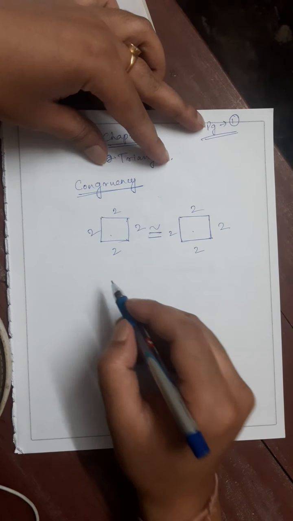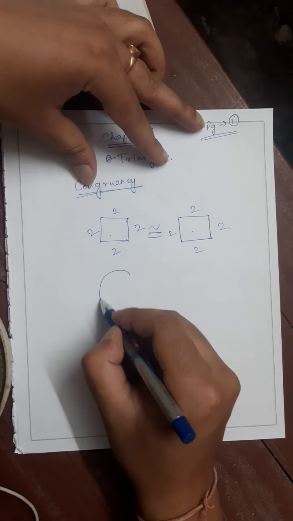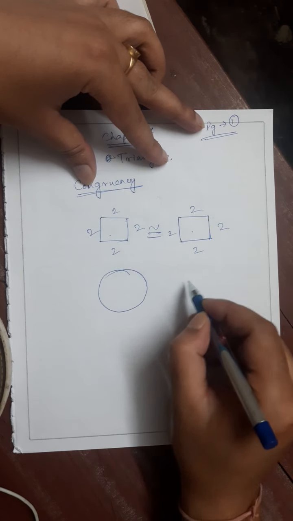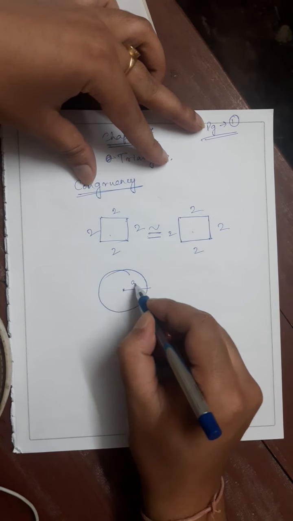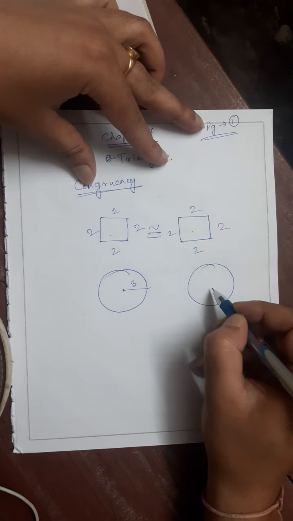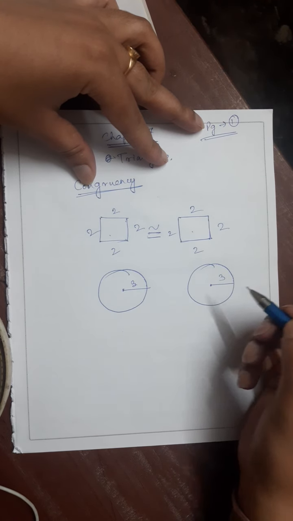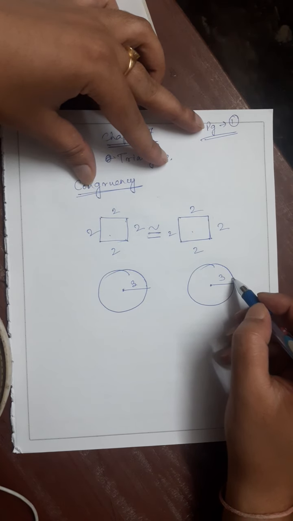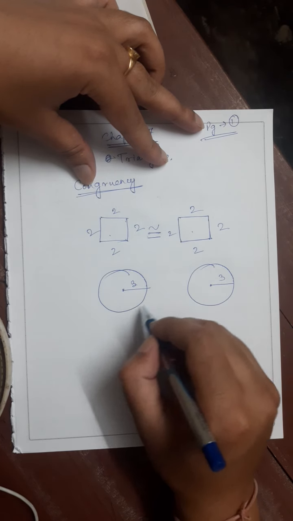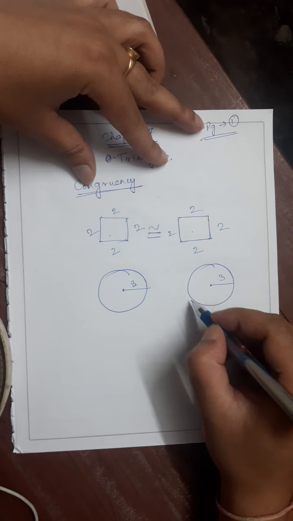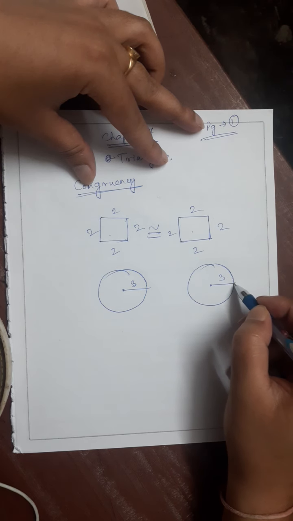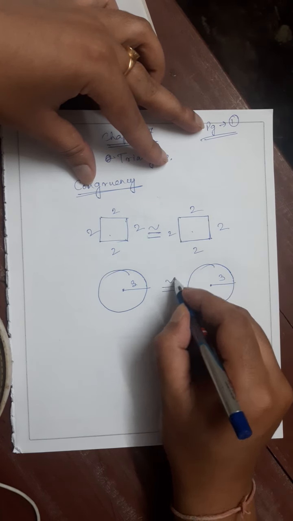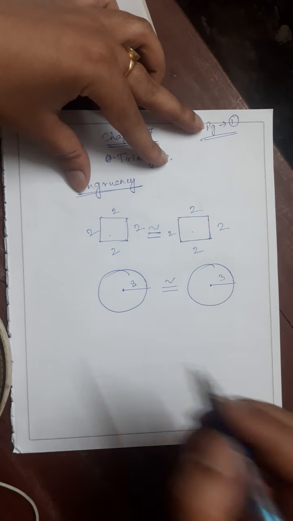Similarly, we'll see some more congruent figures. Consider two triangles of radius 3 centimeter each. This is also a triangle of radius 3 centimeter. If we place this triangle above this triangle, so then the circumference of this triangle will touch the circumference of the second triangle. So again, these two triangles can be called congruent.